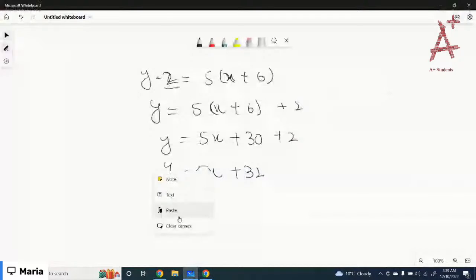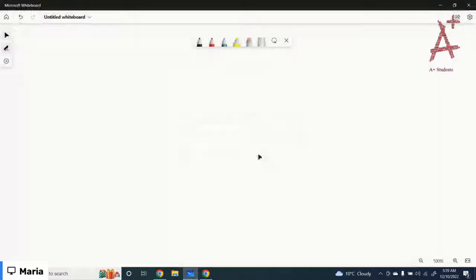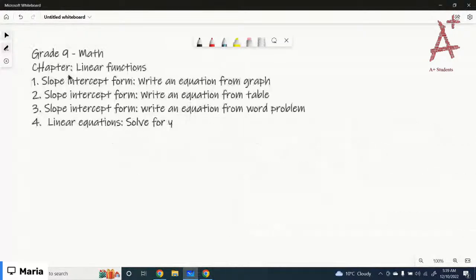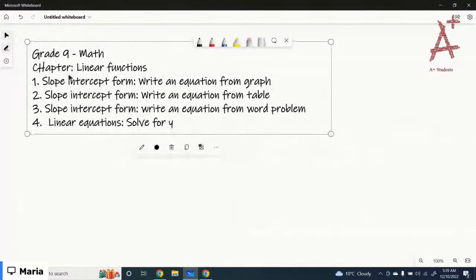So here is the list of the lessons we have covered today. We are working on the grade chapter linear functions. The chapters we just covered are slope intercept form, write an equation from graph, slope intercept form, write an equation from table, slope intercept form, write an equation from word problem, and then linear equations solve for y. So if you have any question, any problem with any of the topics, you can ask. I am waiting for the questions from your side.